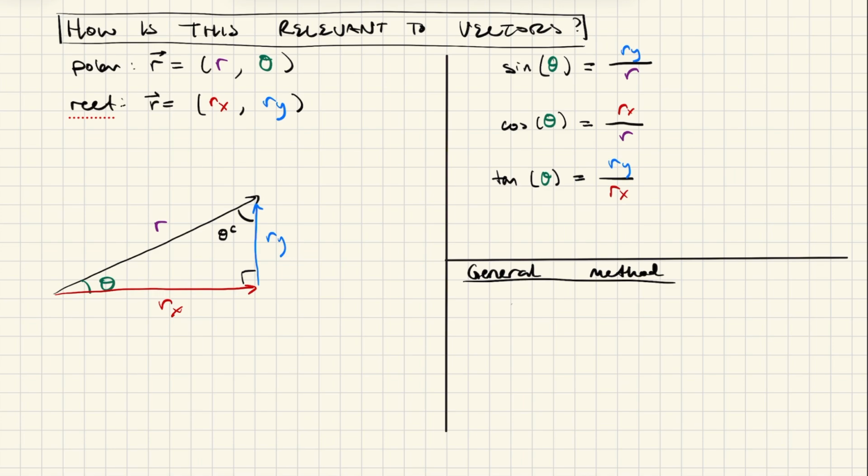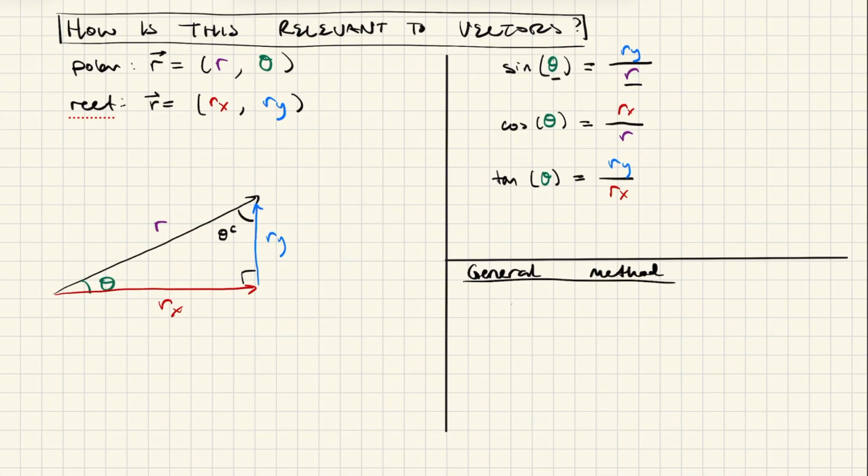And so we see from these trig relations that if we know r and we know theta, if I give you the polar representation in terms of r and theta, you can always solve for the unknown ry or the unknown rx. And so the idea is, if you know the polar representation, you can use these trig relations to solve for the x and y components.